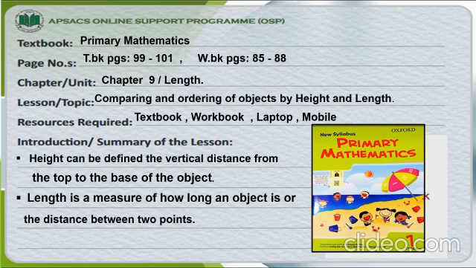Summary of the lesson. Height can be defined as the vertical distance from the top to the base of the object. And length is a measure of how long an object is or the distance between 2 points.